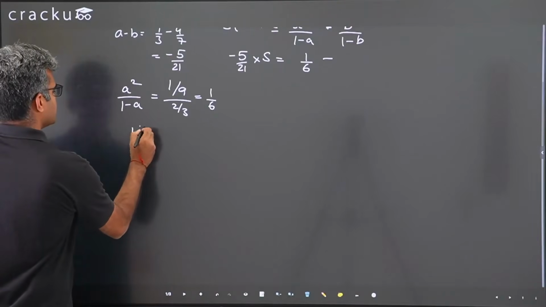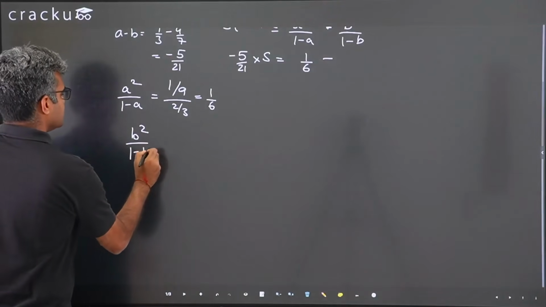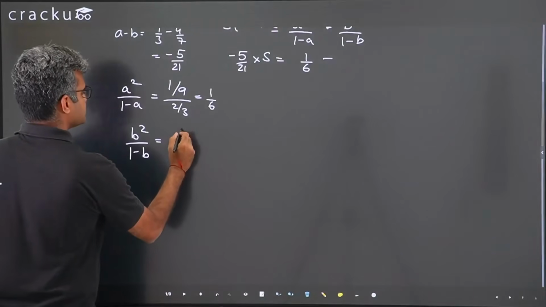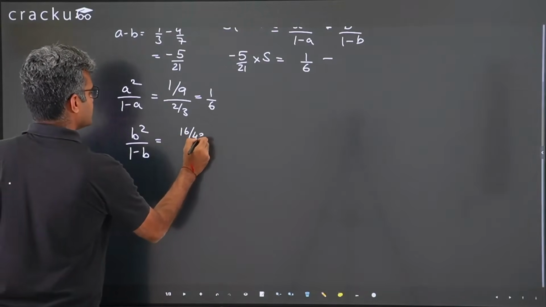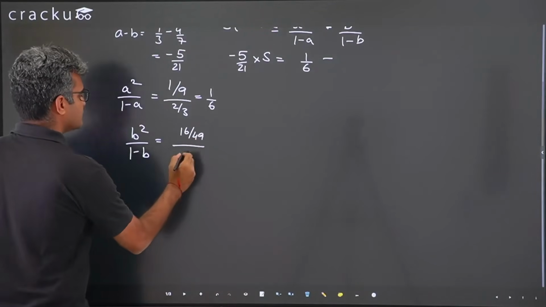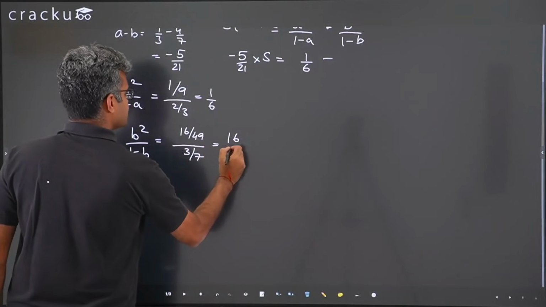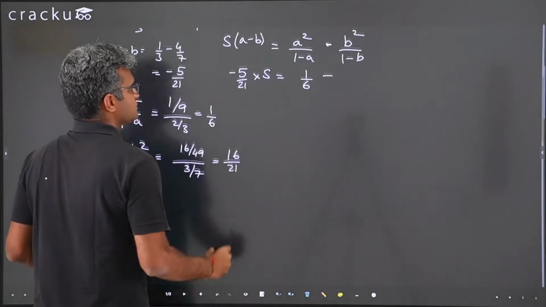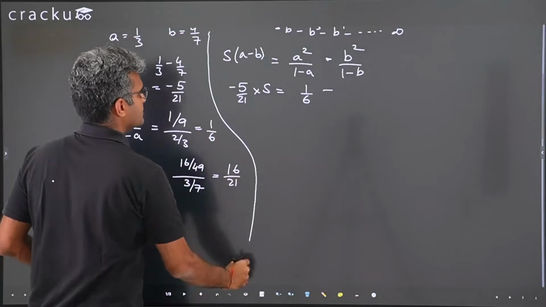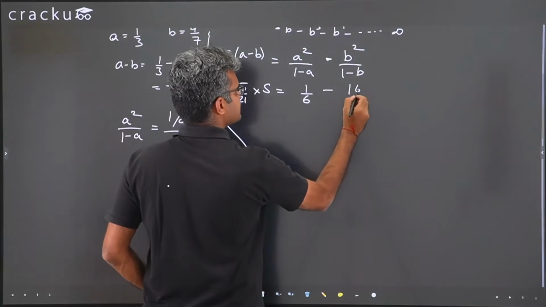What is b^2 by 1 minus b? b is equal to 4/7. So this is 16/49 divided by 1 minus 4/7, which is 3/7, which is equal to 16/21. So this will be 1/6 minus 16/21.